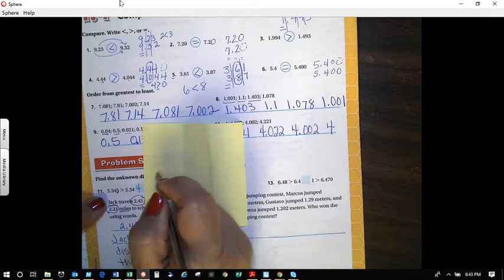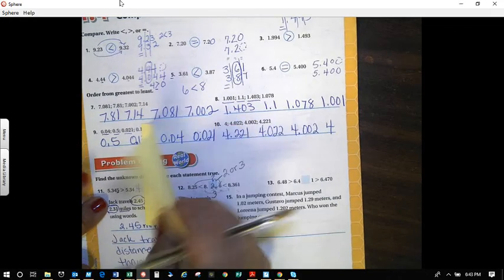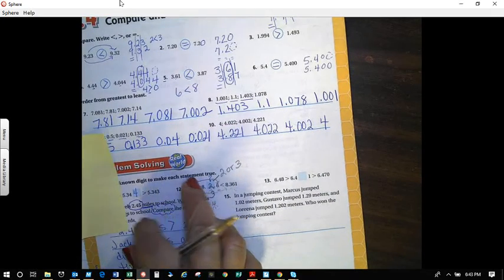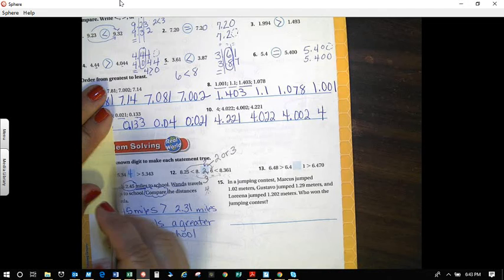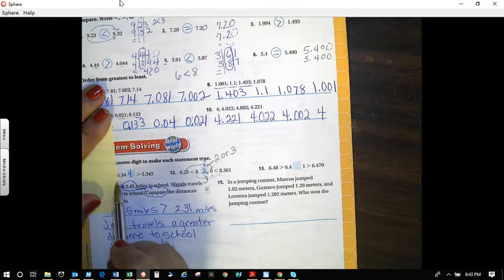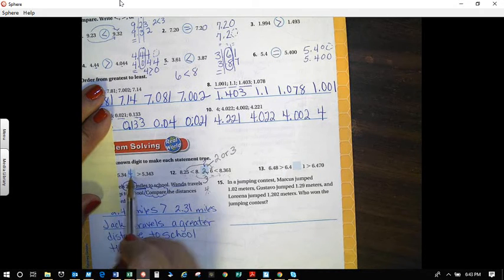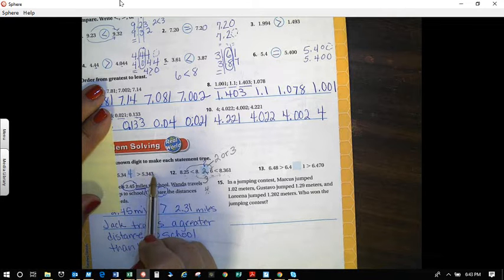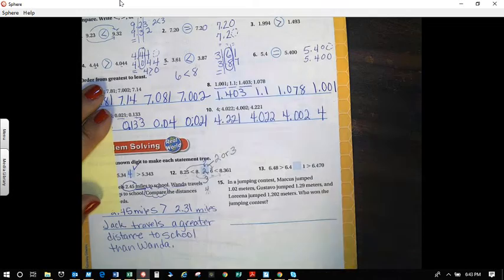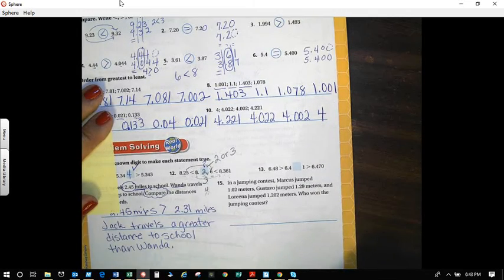Now, if that's a 4, if I cover this up, does this make sense then? 5 and 344 thousandths, is that greater than 5 and 343 thousandths? And yes, it is. So that makes it a correct answer. And that seems to be the only one that can fit in there.